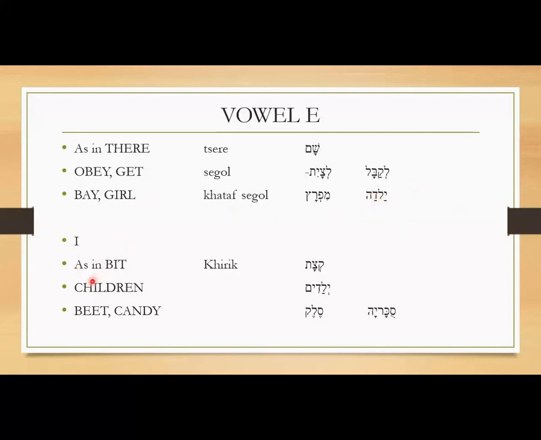I is the short one. It stays short. Bit. We have the chirik, which is the little dot, and it's kitzat. Kitzat. Little, a little bit. Children, yeladim. Yalda, yeled, yeladim. Children. It's the 3 words that are together.